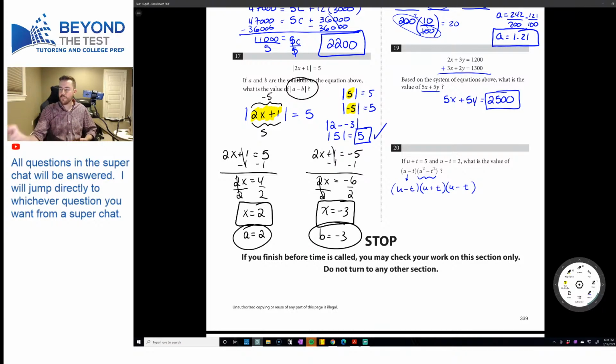Now the reason why this is helpful is if you look at your problem here, it says u plus t is equal to 5. Oh, well, right here I have u plus t. So I can just replace that with 5. And then we also have here that u minus t is equal to 2. But I have u minus t right here and a u minus t right here. So I can just substitute in 2 for both of those. Oh, so look at that. It's just 2 times 5 times 2, which would just be 20. And that would be our answer right here. And you're done. Okay, so very simple.